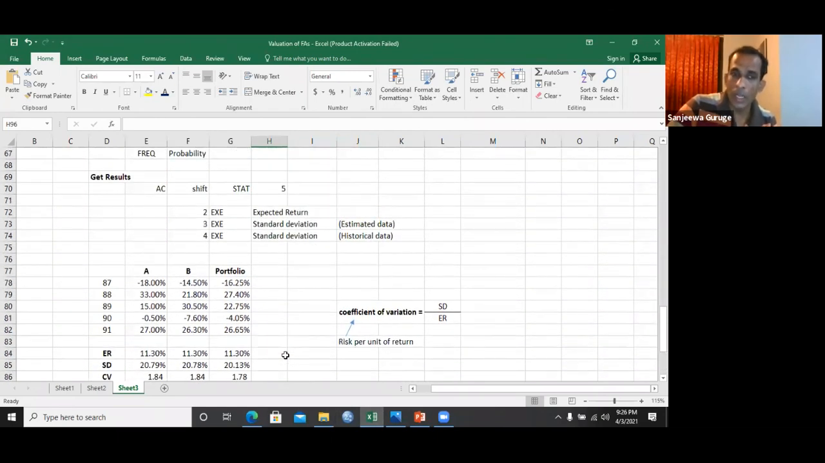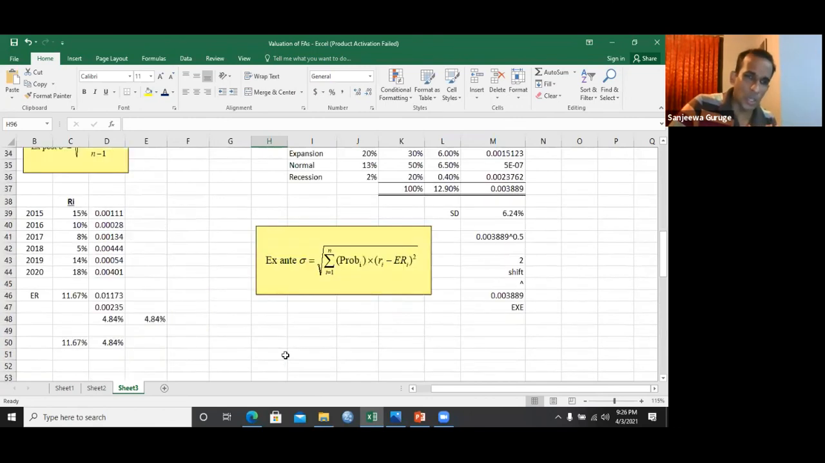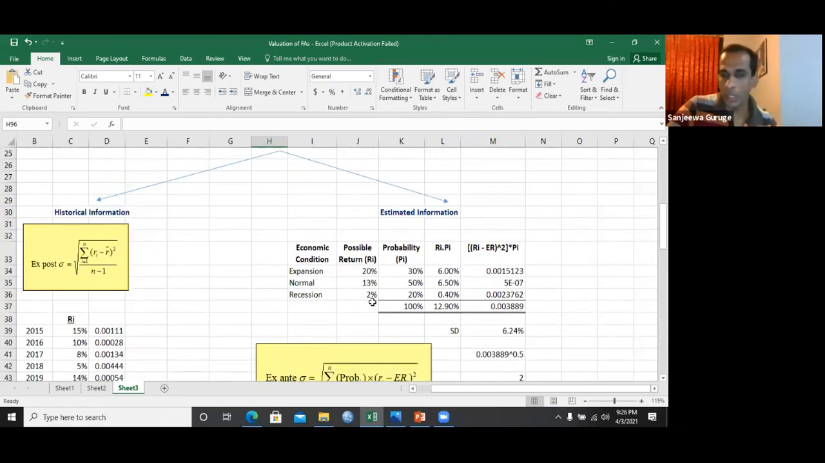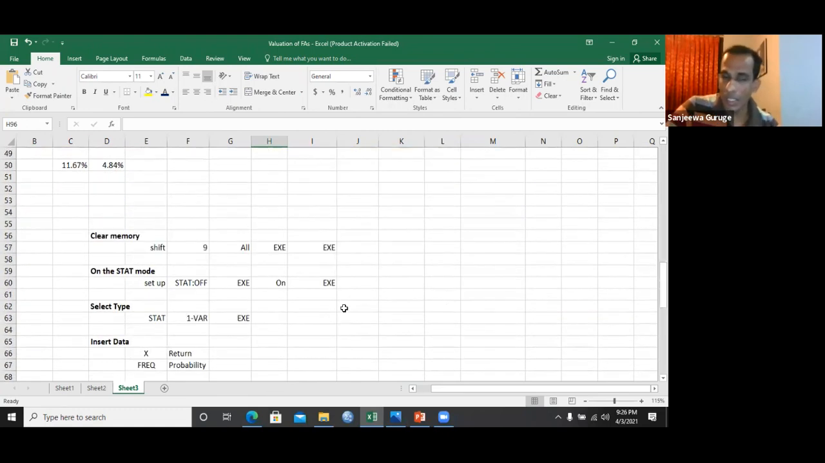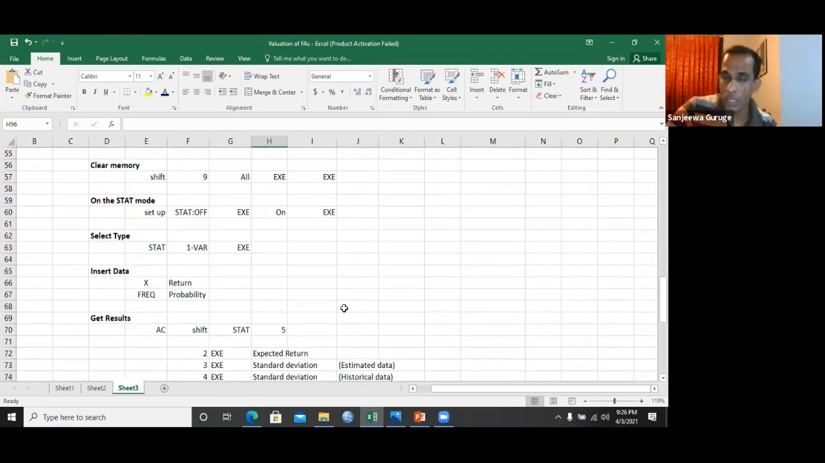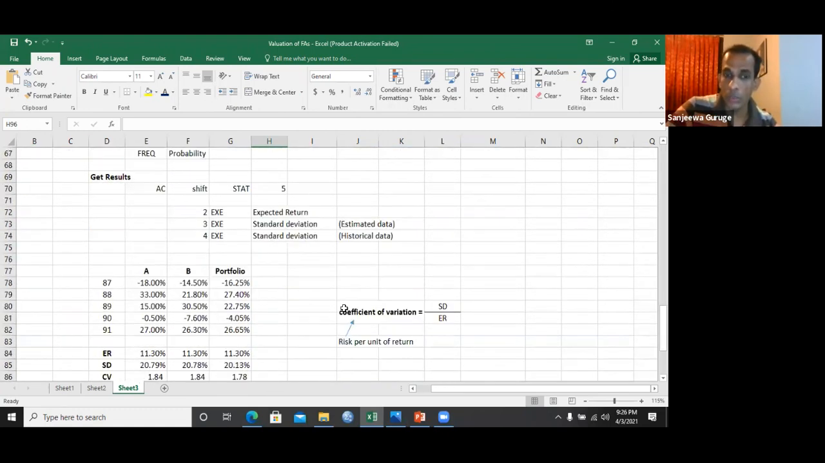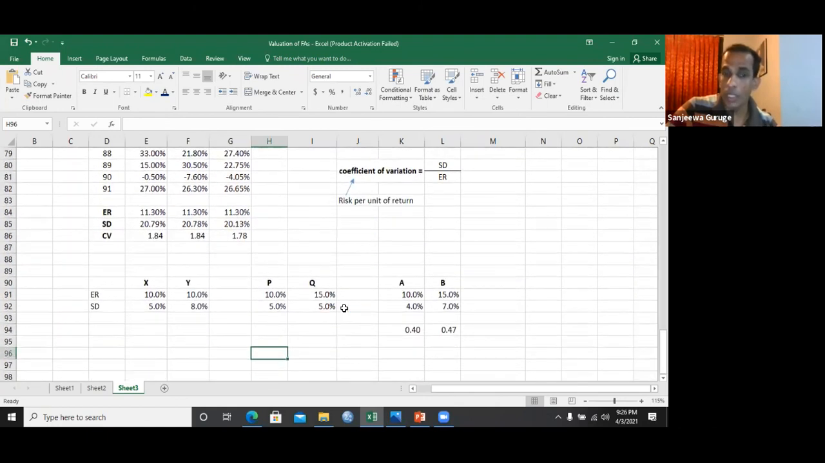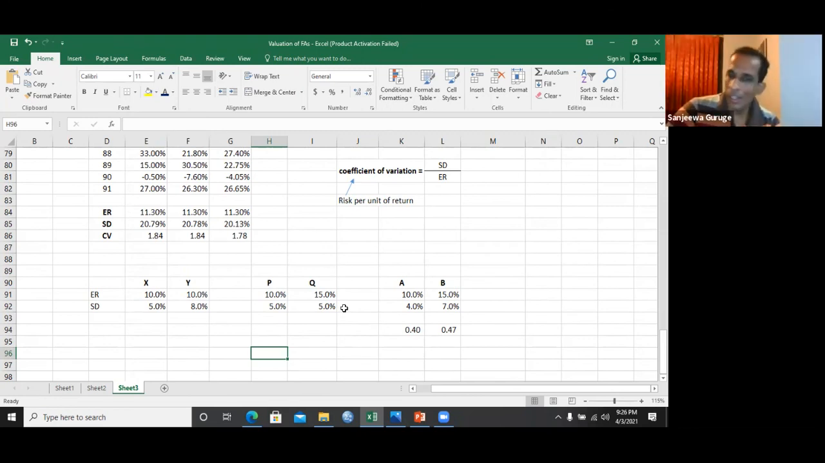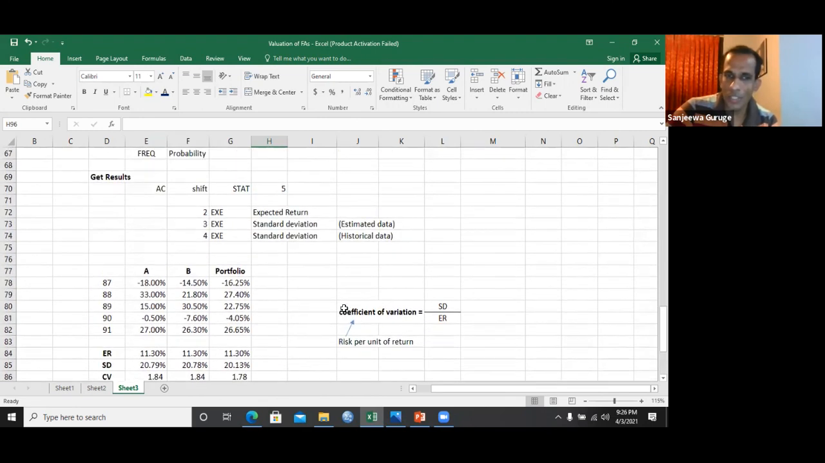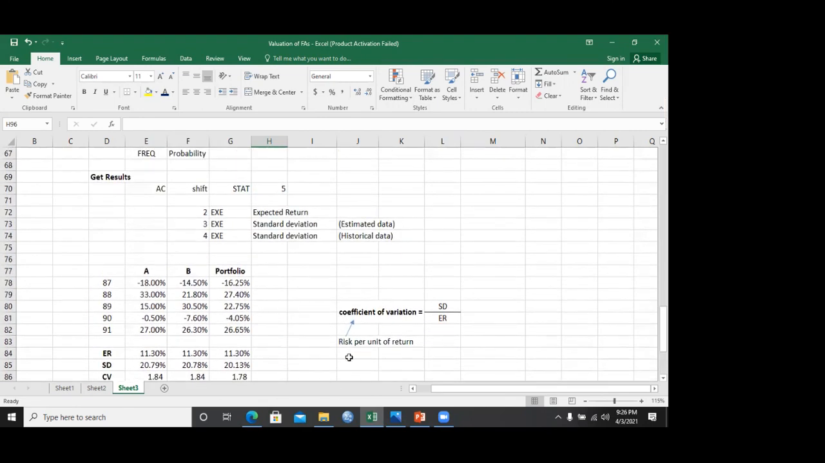When we analyze either historical data or estimated data, we should be able to get some understanding about the risk and return of the assets that we are going to consider investing in, to identify the best asset or the best combination of assets to invest. Any further questions?